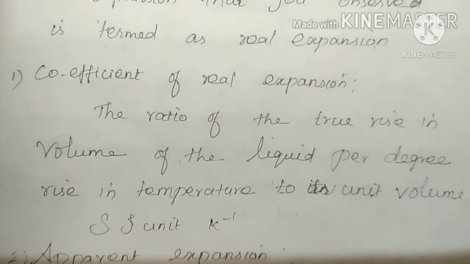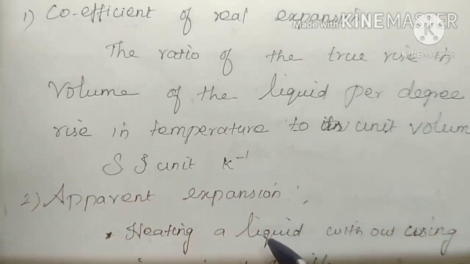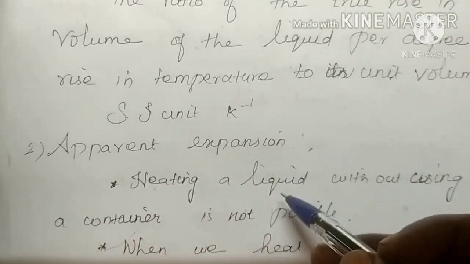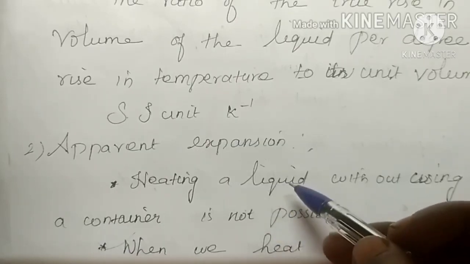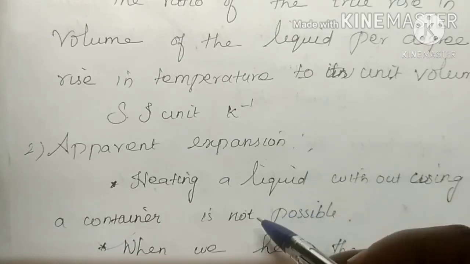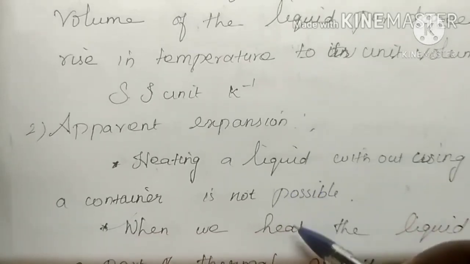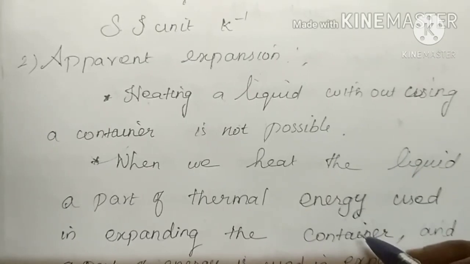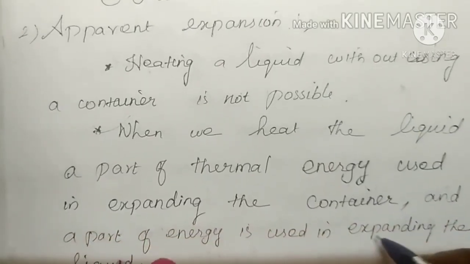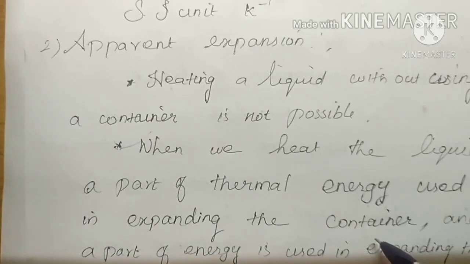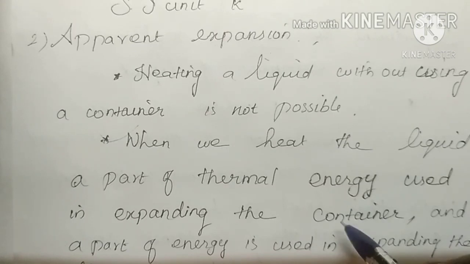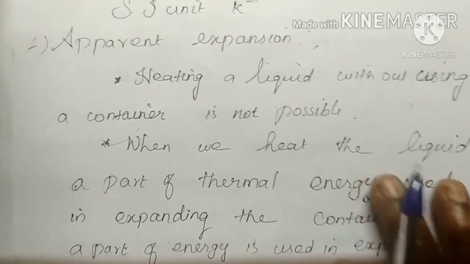The next one is, what do you mean by apparent expansion? Heating the liquid without using a container is not possible. You all know that. Always you will heat the liquid with a container. It is not possible to heat a liquid without using the container. So when we heat the liquid, part of the thermal energy is used in expanding the container and part of the energy is used in expanding the liquid.